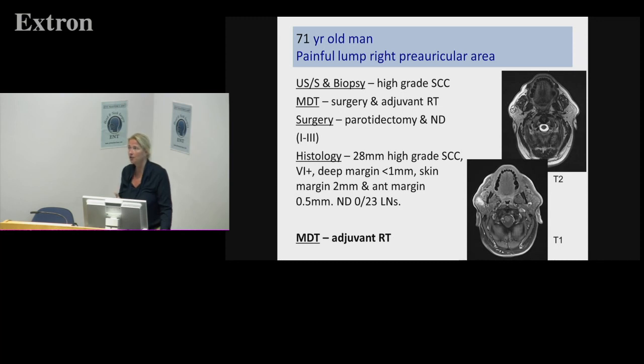The neck dissection showed that there were no positive nodes, but this was a high-grade squamous cell carcinoma. There was evidence of vascular invasion, and margins were close because of it sitting on the facial nerve. And it's the deep margin, isn't it, that almost always in these types of patients is going to be close or positive. So again, he got through his operation very well, recovered very well, and moved on to adjuvant radiotherapy.